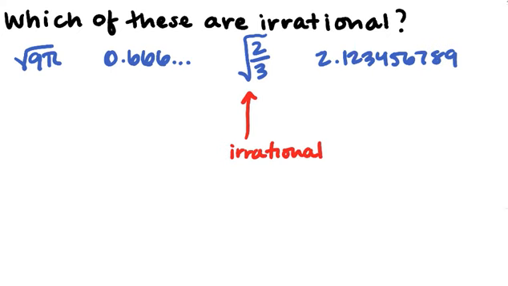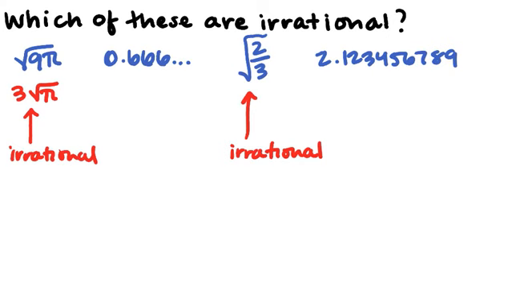The square root of 9 pi is 3 times the square root of pi. And 3 is rational, but pi is not a perfect square, therefore its square root is not going to be a rational number. So this one is also irrational. Now, 0.66666 repeating, we know that's 2/3. 2/3 is the ratio of two integers, therefore it's rational.